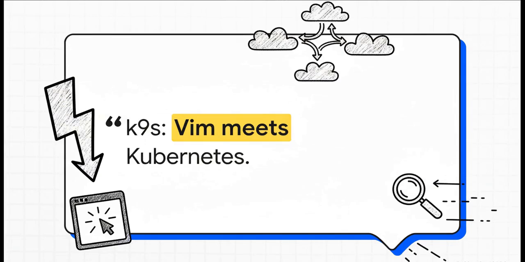Okay, on to our next foundational tool. And honestly, this quote says it all. K9s is Vim meets Kubernetes. I mean, if that doesn't immediately paint a picture of a super fast, powerful, terminal-based tool, I don't know what will. It's all about speed and getting a bird's eye view of your cluster.